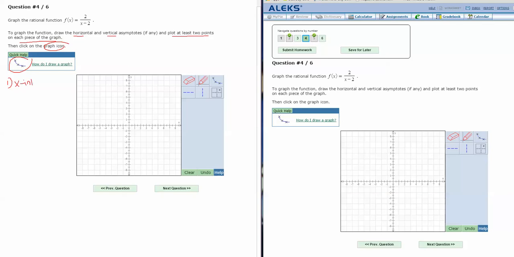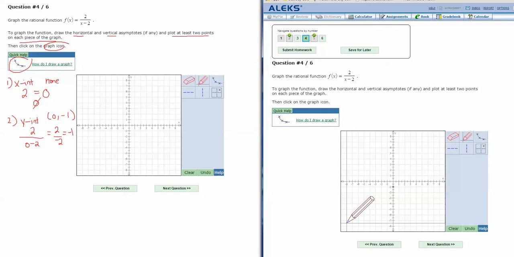Let's start with x-intercepts. X-intercepts are where we set the numerator equal to 0. Since the numerator doesn't have an x, there is no solution, so there are no x-intercepts. Now let's see if we have any y-intercepts. Here we set 0 for all the x's, so I have 2 divided by 0 minus 2, which turns into 2 divided by negative 2, or negative 1. So I have a y-intercept at 0, negative 1. So I'm going to plot that point. You can grab the pencil since that's an easy point to click on and just click on 0, negative 1.